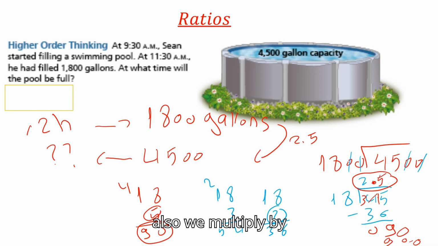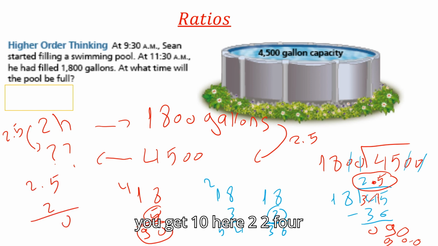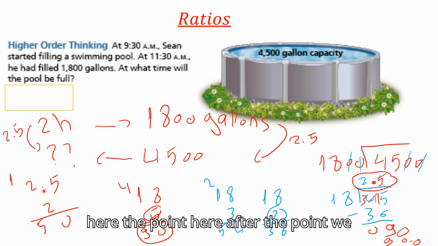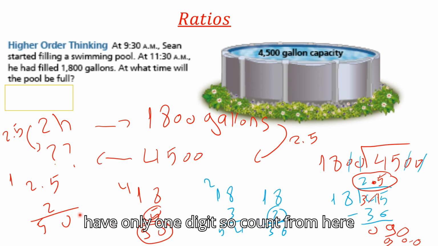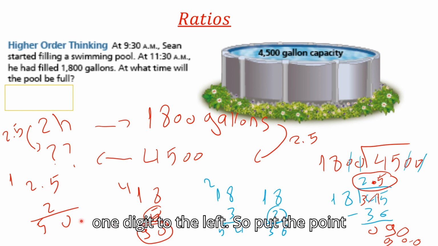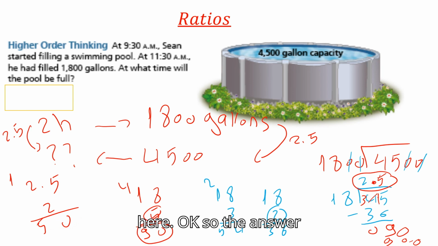So here we also multiply by 2.5. 2 times 2.5: 2 times 5, you get 10. 2 times 2, 4. 4 plus 1, 5. Since after the decimal point we have only one digit, count from here one digit to the left and put the point here. So the answer is 5.0. So the answer is 5. This means we put here 5 hours.